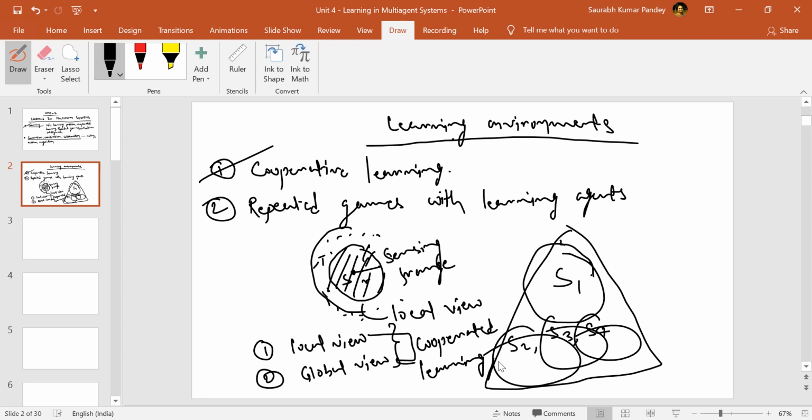So they are having their own local views. They are sharing their maps or local views with their neighbors. So what they are doing, they are aggregating their corresponding local views, and then they are forming a global view. And how it is getting done is cooperatively. Fine. So this is the concept of cooperative learning.